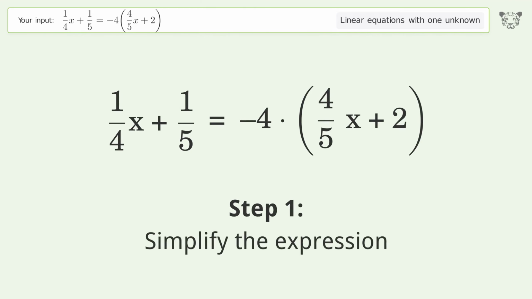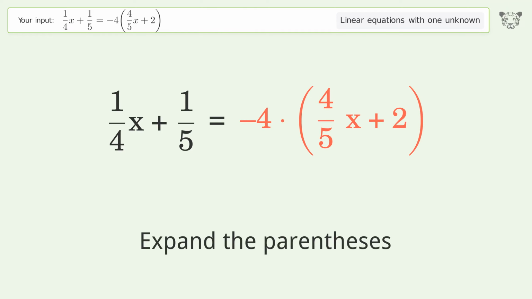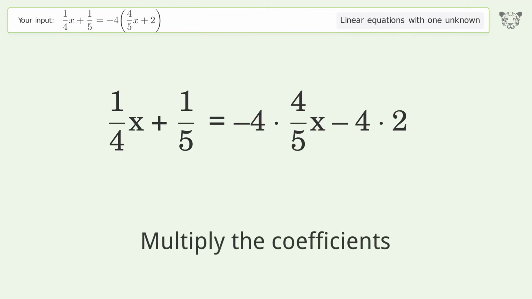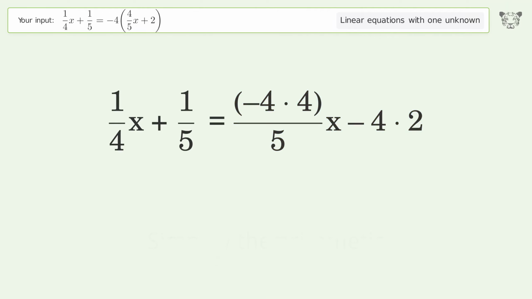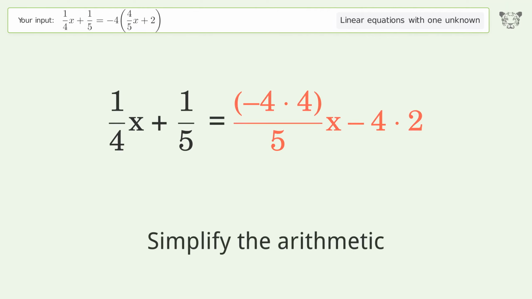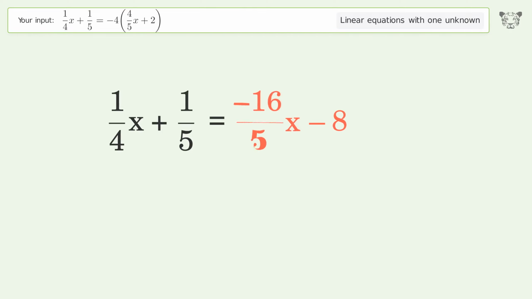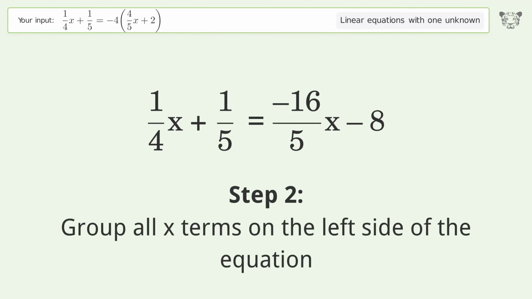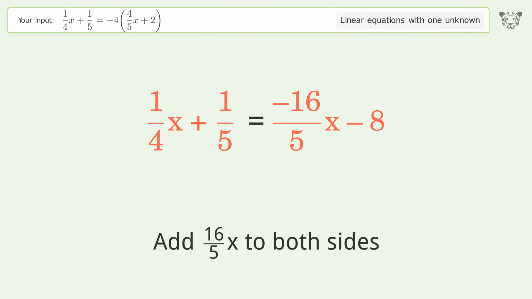Simplify the expression. Expand the parentheses. Multiply the coefficients. Simplify the arithmetic. Group all x terms on the left side of the equation. Add 16/5x to both sides.